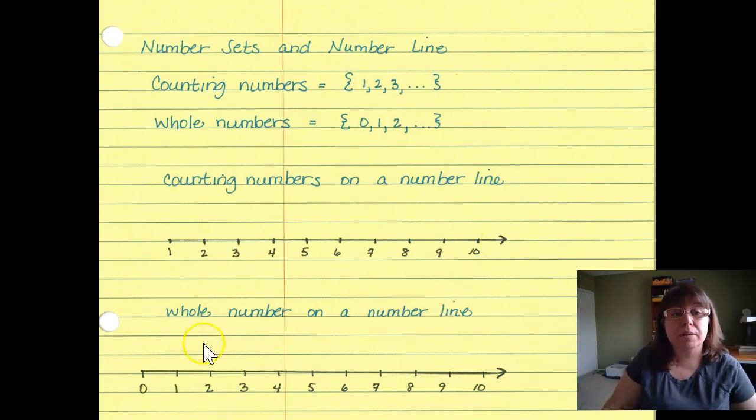Whole numbers on the number line look very similar, except this time I'm starting at 0 and counting 0, 1, 2, 3, 4, 5, 6, 7, 8, 9, 10. And again, with an arrow signifying that this line never ends.